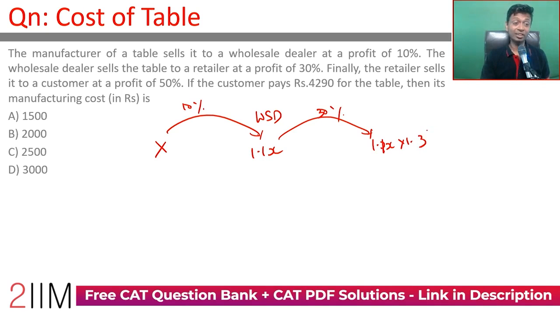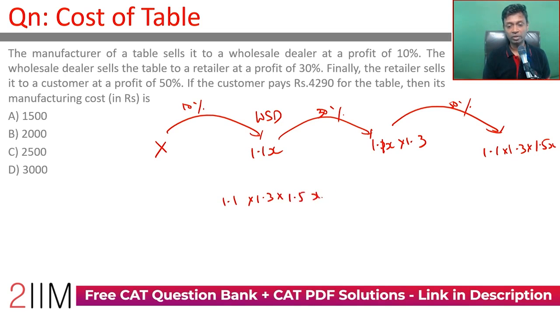Finally, the retailer sells it to a customer at a profit of 50%. He sells it at 1.1 into 1.3 into 1.5x. The customer pays 4290. 1.1 into 1.3 into 1.5 times x is 4290. Into 11 into 13, 11 by 10 into 13 by 10 into 3 by 2 is 4290.